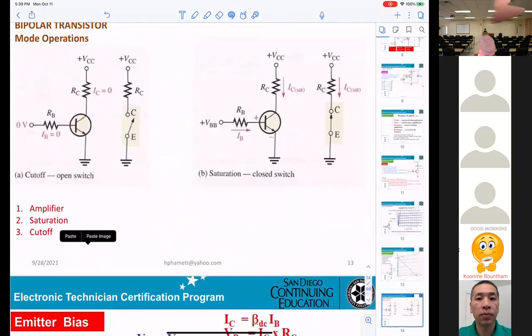On this one, it also tells you about cutoff as an open switch. Open switch means the transistor is open, so no current flows. And this is the saturation, and you still get current flowing. However, when it is saturated, it is like closing the switch: V from C to E is almost zero. That is saturation.